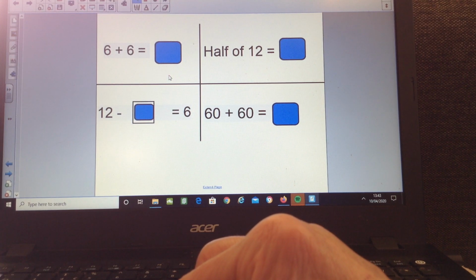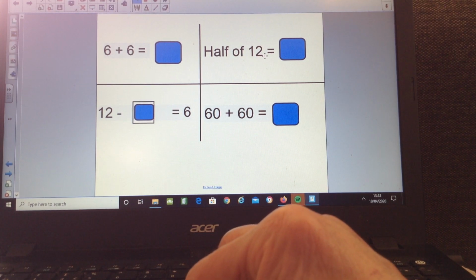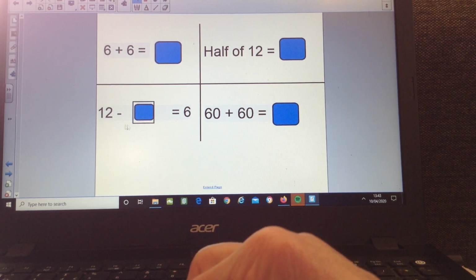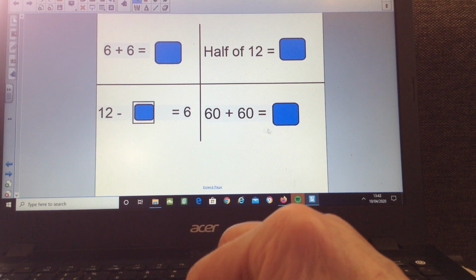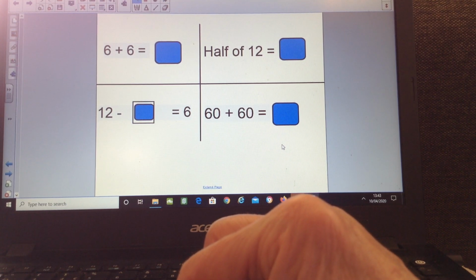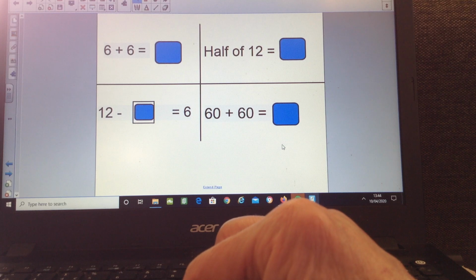So 6 add 6 equals something. Half of 12 goes in this box. 12 take away something goes in this box. 60 add 60 equals something. So can you write down your 4 answers, please?